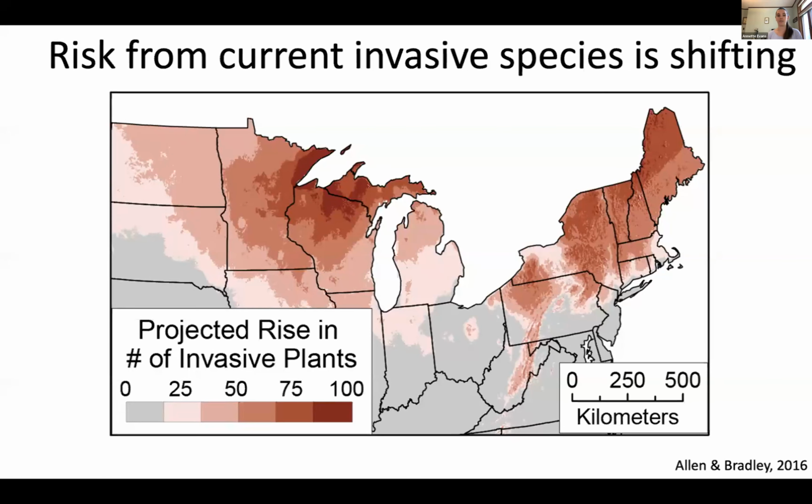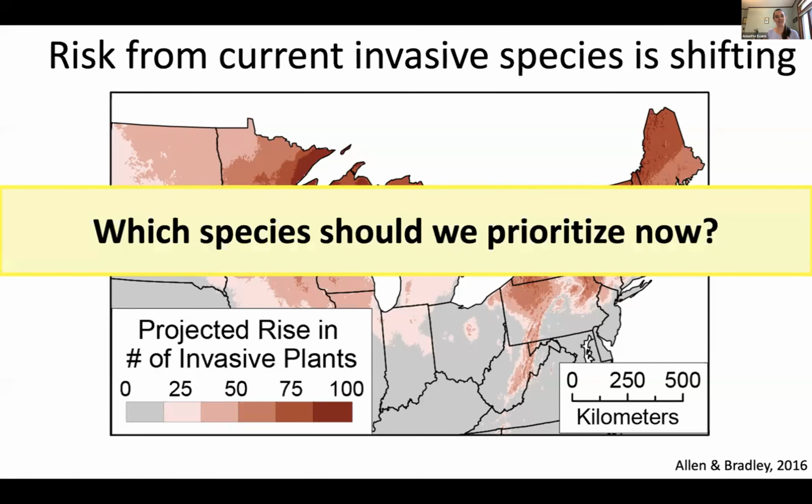And so this is a really great first step towards identifying species that are likely to pose the greatest risk. But as you can see here in this figure, the scale goes up to 100, and 100 invasive species on top of ones that we're already trying to manage is quite a lot. And so this led to the question of, okay, that's great, but which species should we prioritize now and which can we maybe not be quite as concerned about in terms of proactive monitoring and management?